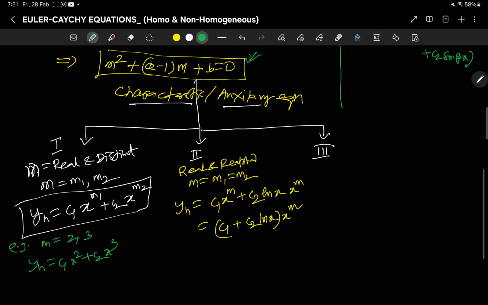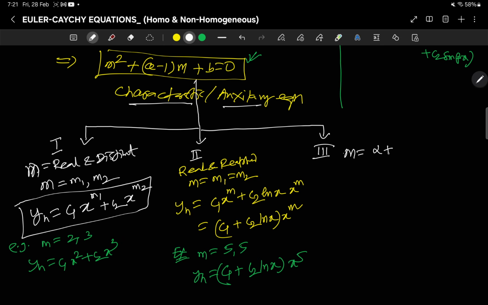Now in particular, if I take, suppose m is equal to 5 and 5, then what will be your y homogeneous? It will be c1 plus c2 ln x to the power 5. Okay, this is the idea. Now coming to the third category, it is, you say, complex conjugate. Okay, m is equal to, suppose, alpha plus minus i beta. Complex conjugate.